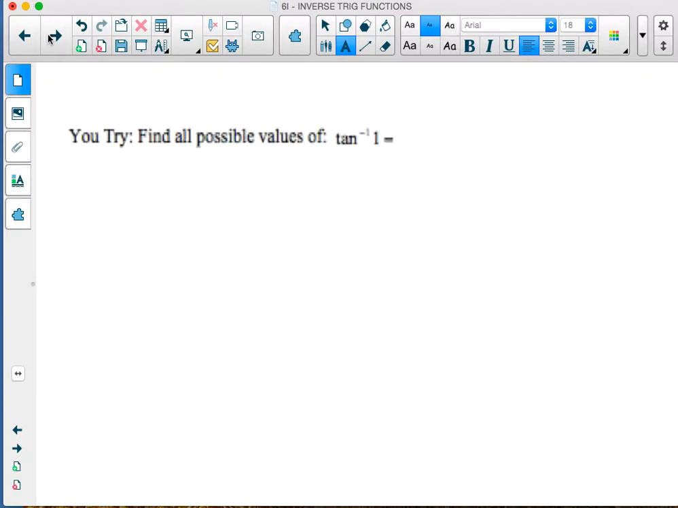So now go ahead and try to answer this question. Find all possible values of tan inverse of 1, meaning what angles have a tan that equals 1? And the answers would be 45 degrees and 225 degrees because tangent is positive in both quadrants 1 and 3. And when the sine and cosine are equal, which is at the 45-degree reference angles, that's when the ratio of them equals 1.